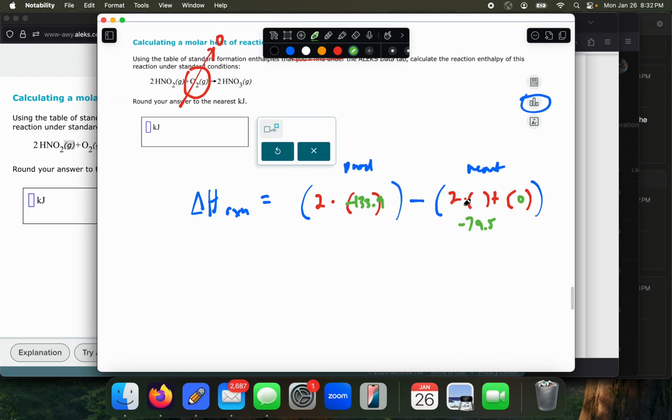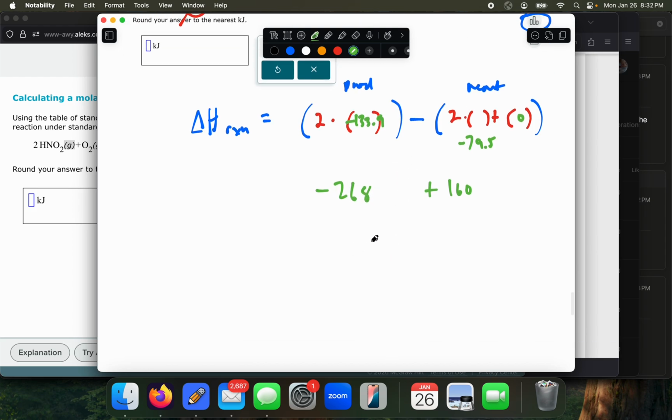So minus 80 times 2 is about minus 160, and minus times a minus, it's going to be about plus 160. And 2 times 133 is, I guess, 266 or 268. I can't do that in my head. It's really the difference between those. It's going to be about minus 108. Let's go put that in our calculator and see what we get.